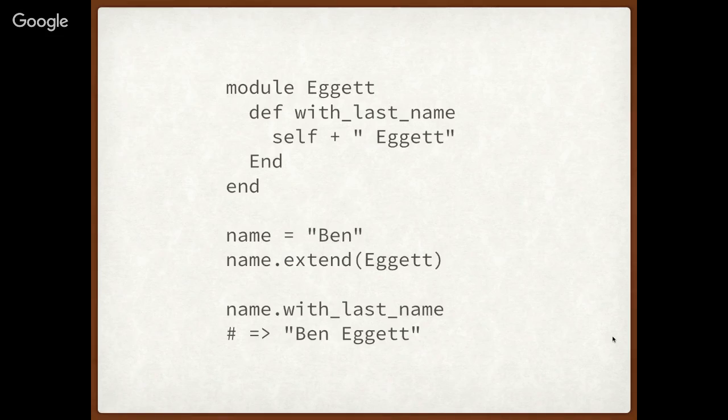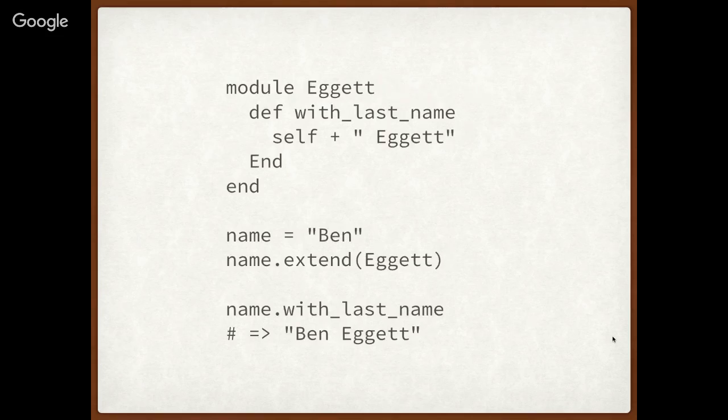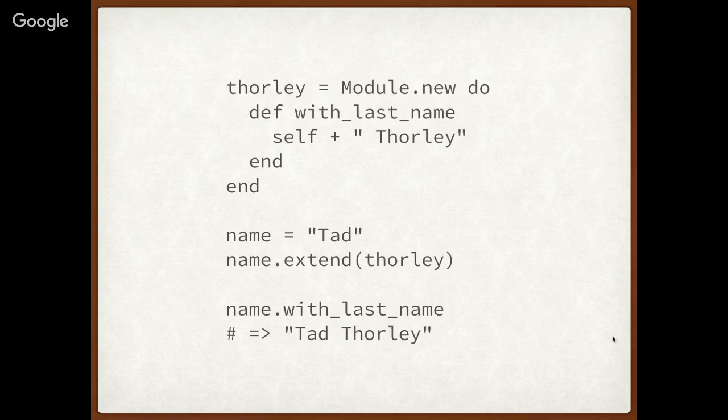Yeah. So I will show you this code, which is, look at that, almost identical. But in this case, I'm calling Module.new do, and I'm defining a method within my block for that module. I set it to Thorley. I say name equals Tad, name.extend Thorley, name.with_last_name is Tad Thorley. So are you convinced that these are equivalent?